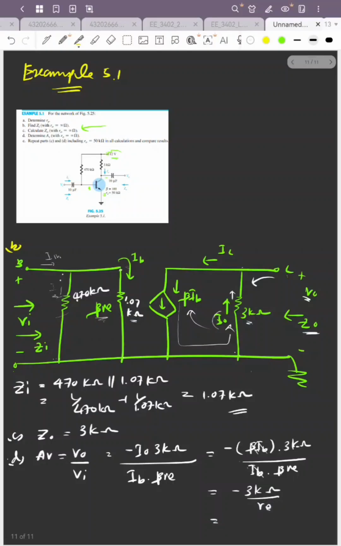So we know these two values. This is 3 kilo ohm and this we found in the previous video. So minus 3 kilo ohm over RE, which is 1.07 kilo ohm. So the final voltage gain, AV means voltage gain, is minus 280.11. This is our final answer.